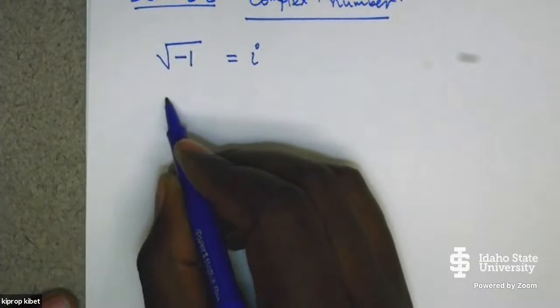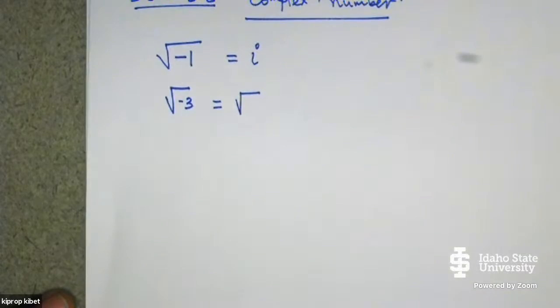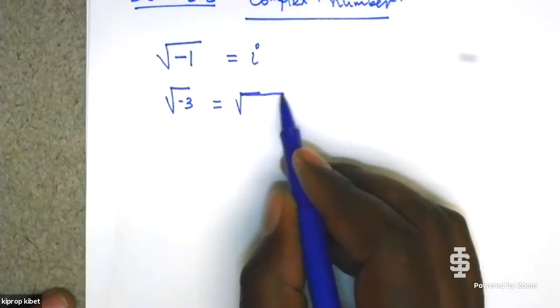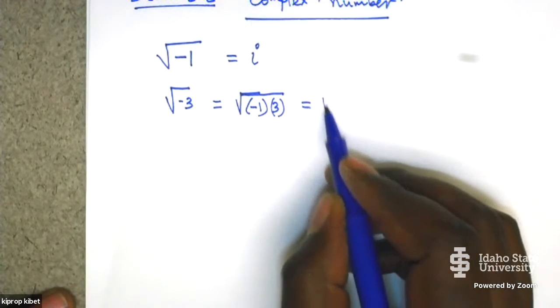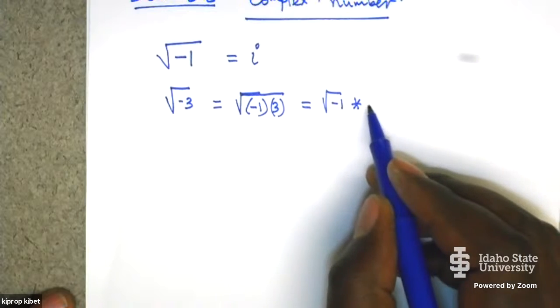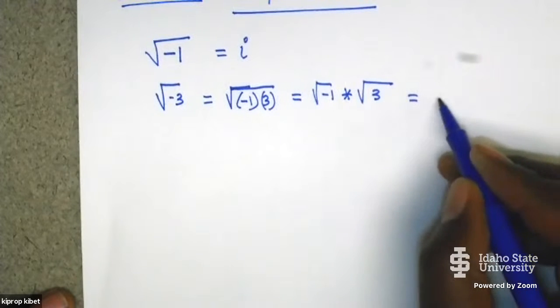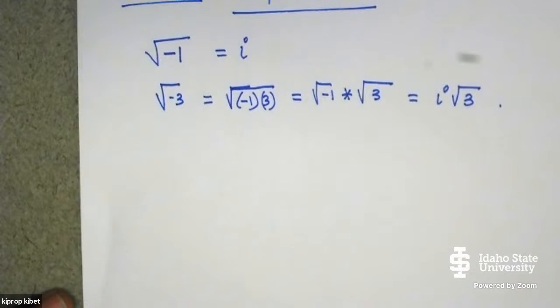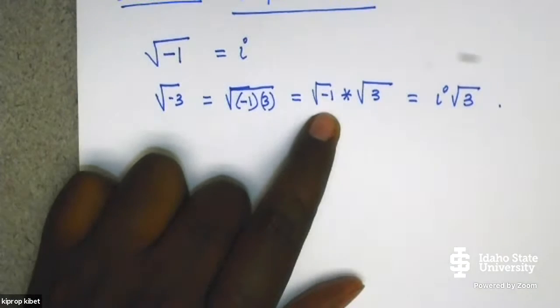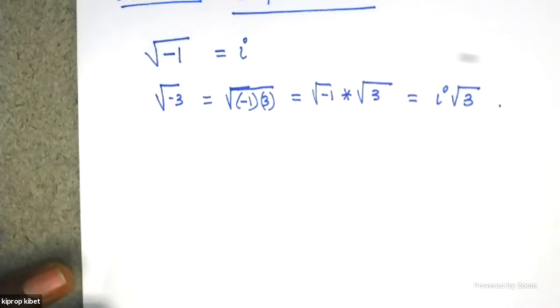The square root of negative 3 is the same as the square root of negative 1 multiplied by 3, which is similar to the square root of negative 1 multiplied by the square root of 3, which is the same as i times the square root of 3, since the square root of negative 1 is i.